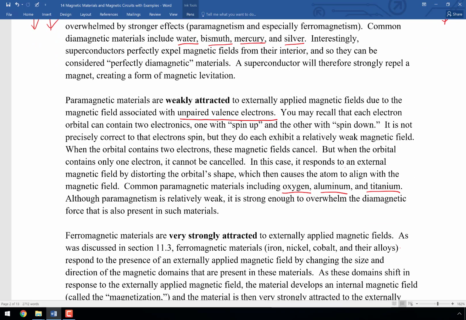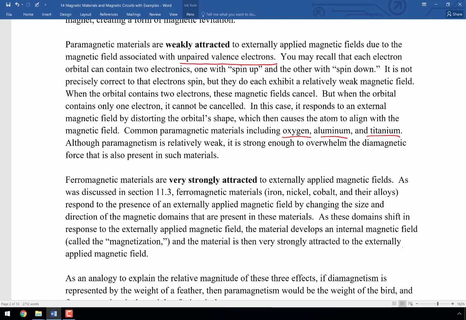But the reason why it feels weak is because ferromagnetic materials are just very strongly attracted to externally applied magnetic fields. Whereas in diamagnetic and paramagnetic materials, the effects are really on an atom-by-atom basis. Here we're talking in ferromagnetic materials about the magnetic domains. The magnetic domains will change in size and shape to respond to an externally applied magnetic field, and that develops an internal magnetic field over long distances. And long distances for us is millimeters or fractions of a millimeter.